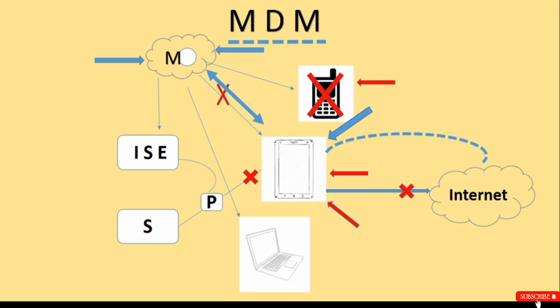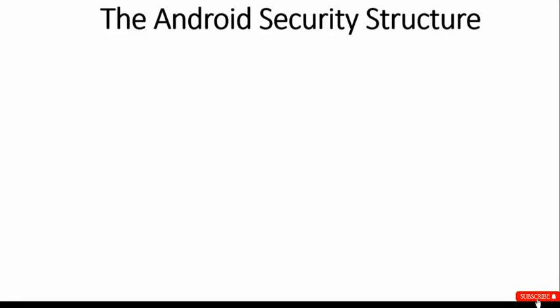Now we have looked not only at the infrastructure here, but at what the devices are communicating outside of the company as well. In this lecture, we will talk about Android security structure, and explaining Android security structure is a bit longer. So I have divided this lecture into 3 parts, and this is part 1.